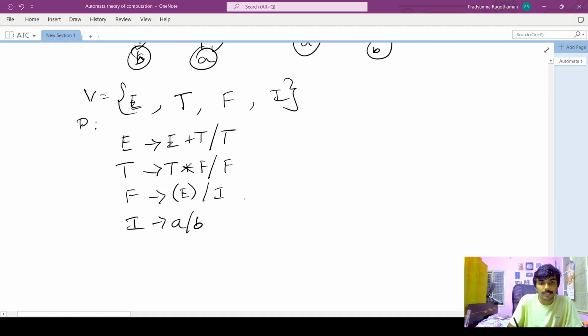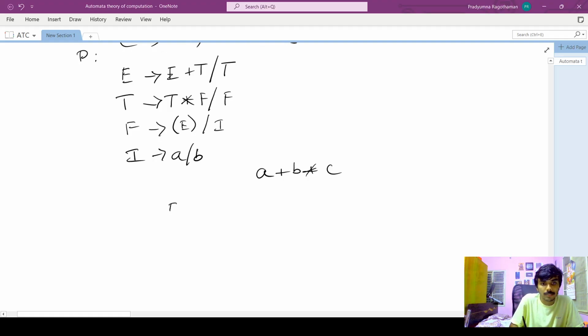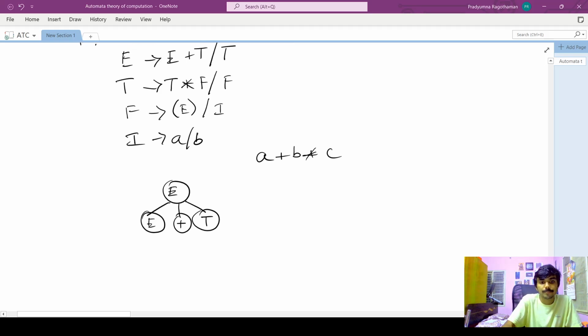So now let us take the same expression, A plus B star A, and draw the tree. We have E as the root node, and as you can see, we have only one option. Since we have plus in the expression, we shall have to take E plus T, right? And we'll take E as T here. Since the left side of plus has no other operators, let's consider it as T.